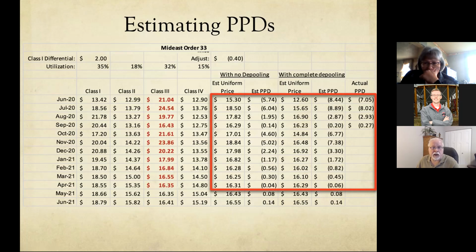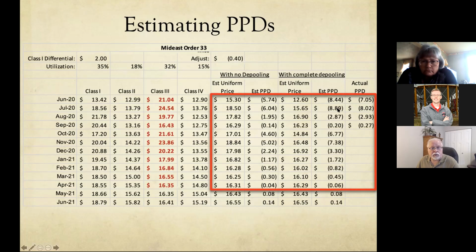Here's what actually happened. It was a negative $7.05. So obviously not quite everybody depooled. A lot of people did, but this was the most optimistic you could have. This was the most pessimistic. This is what actually happened. Here's what happened when you had an $8 negative PPD. That happened in July for Federal Order 33.